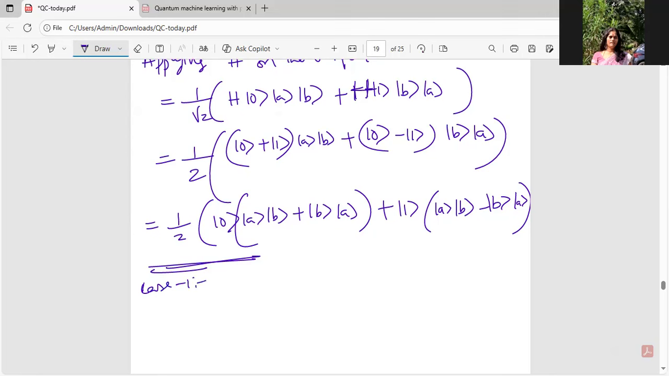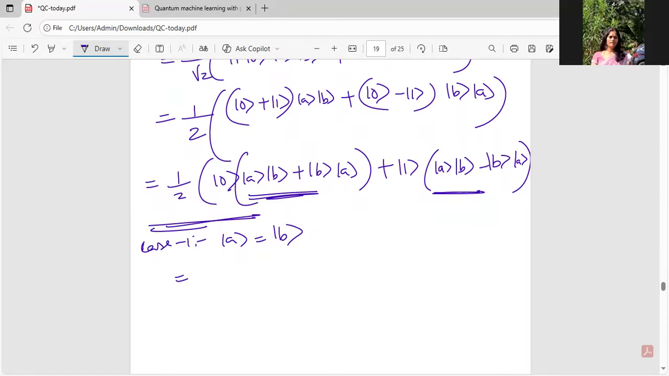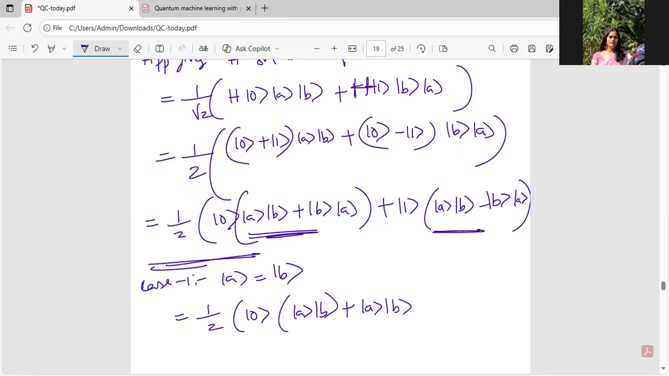What the case 1 is: if ket A is equal to ket B, what happens? See here, guys. What happens to this and what happens to this? The second term vanishes. Only the first term will be there. If ket A is equal to ket B, what happens? 1 by 2 ket A, ket B plus ket A, ket B. If ket A is equal to ket B, it is twice of it.